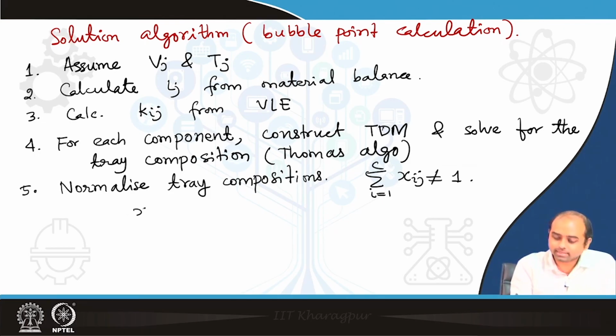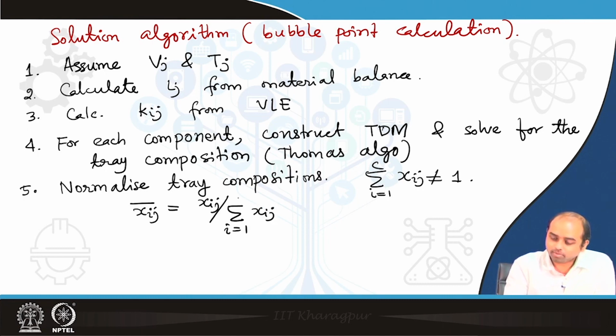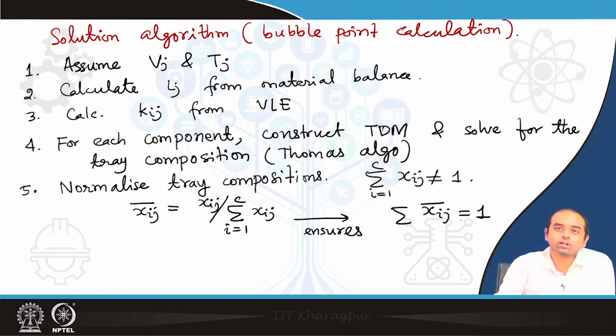So what is the normalization you do? Xi bar is equal to Xi divided by the summation of Xi over all the components. If you do this, then it ensures that the summation of this normalized tray composition will be equal to 1. This is the kind of normalization.